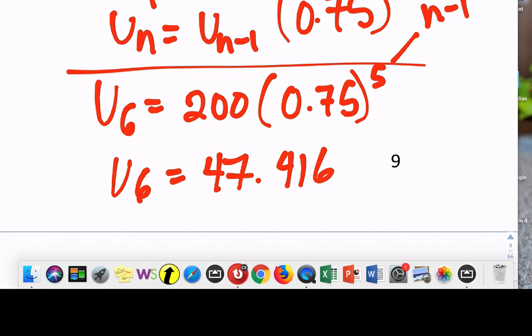Okay, so you can go ahead and try this then on your assignment. The goal is, can you identify arithmetic or geometric? Can you write the explicit for both and use it to find certain terms?